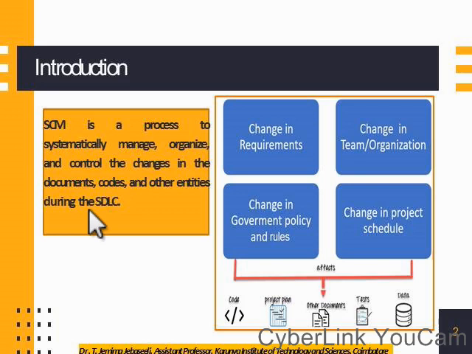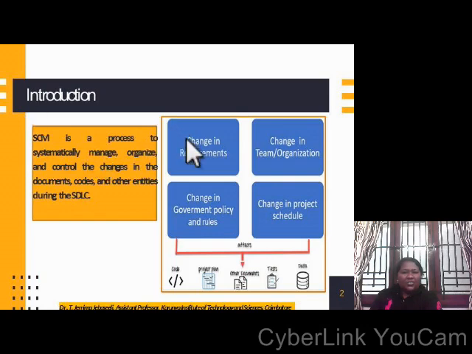According to this, every software process goes through a sequence of changes. These changes may be due to requirement changes given by the customer, changes in the team or in the organization, changes in government policy and other rules, or changes in the project schedule. All these changes affect the code as well as the project plan, the documentation, the testing procedures, and any other entities.